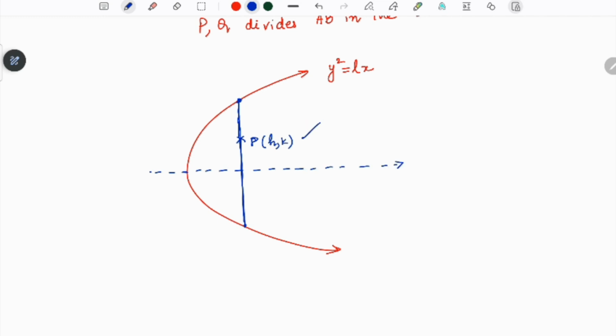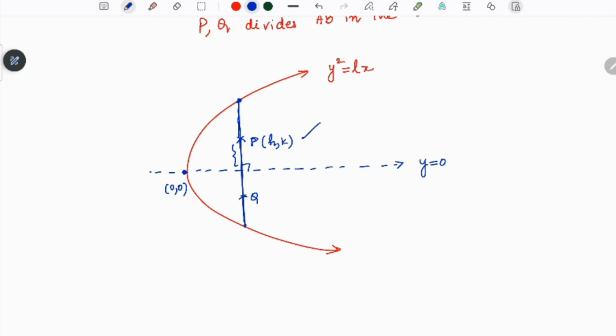So locus of which point? Locus of that point, which is point of trisection of a double ordinate. So this is double ordinate. All right. Now, here another point of trisection is there. Okay. Let's say this. What is this length? This is axis, right? Y is equal to 0. Vertex is 0, 0. Y square is equal to 4x.